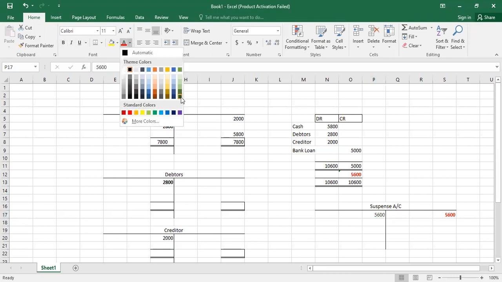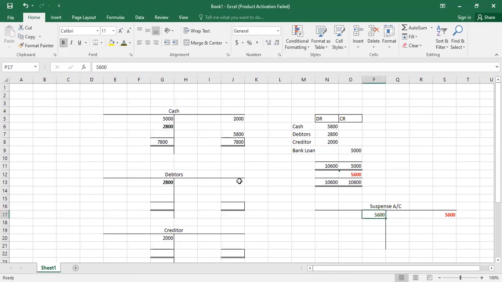Okay, I'm going to use the green color. And we need to credit the 5,600 to debtors account. Why? Then we can remove debit 5,600 from which account? From debtors account. Now this is the correction error. Understand? Yes or no? Right? Yes or no? Now because this is a temporary account. So what is the double entry? Suspense account debit. This is removing part.